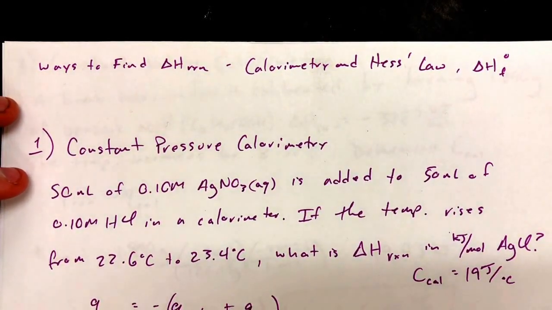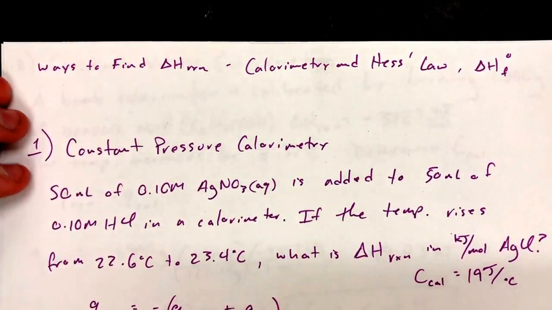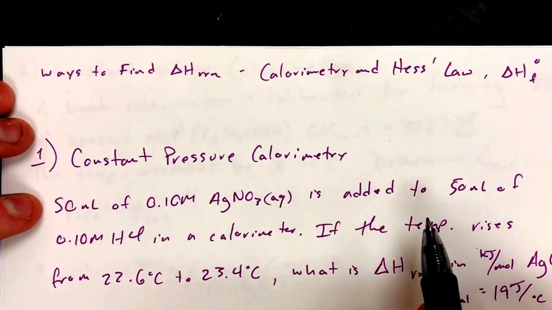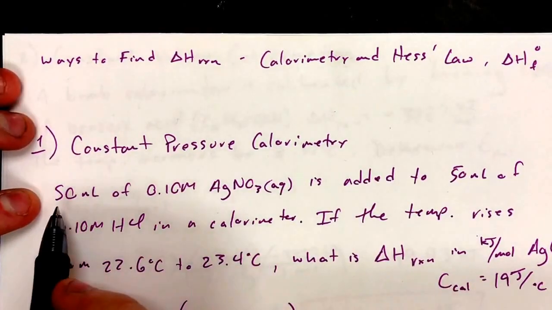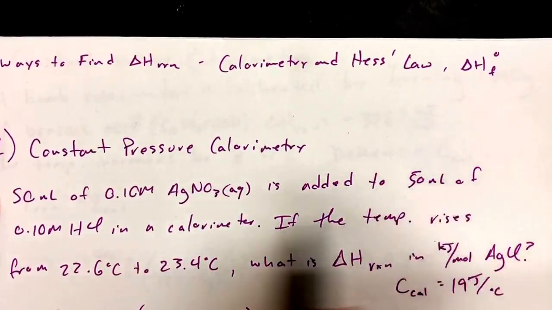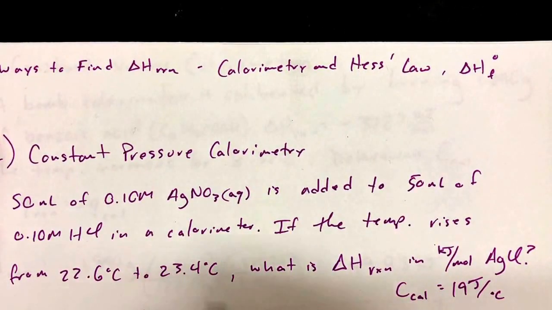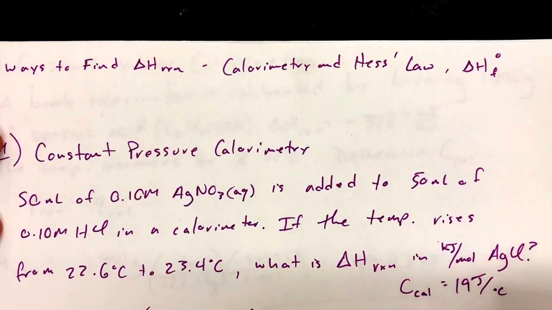It's just a hot piece of metal or a hot sample of water that goes into a cold sample of water. So another thing you can do is do a reaction inside of a coffee cup calorimeter, which is a question like this. 50 mL of 0.1 molar silver nitrate is added to 50 mL of 0.1 molar HCl in a calorimeter. If the temp rises from 22.6 to 23.4, what's delta H for the reaction in kilojoules per mole of AgCl, if the C for the calorimeter is 19 joules per degree C?